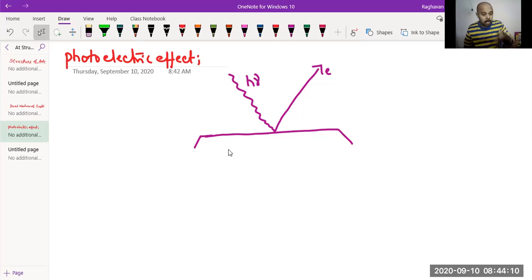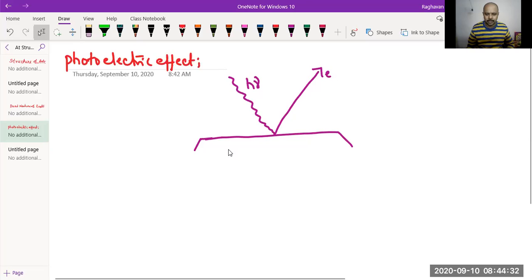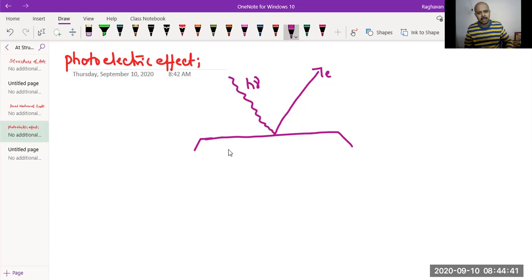Now, does all the radiation which falls onto the metal surface eject electrons? No. All radiation would not remove electrons from the metal surface. Then which radiation will remove the electron? Certain radiation of a particular energy, and energy is given by E is equal to h nu. So radiation of a particular energy, when it falls onto the metal surface, removes electrons, because metals always contain free electrons.